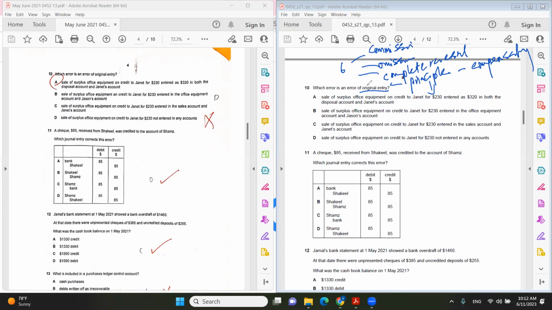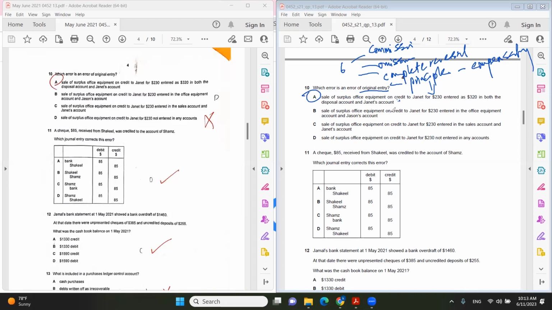Original entry means that when we first did the recording in the book of entry, we already made a mistake. So in the list here, which one is the original entry? Sales of surplus office equipment on credit to Janet for 2-3 entered as in the disposal account. So for this one, the first recording already made a mistake. This is the original entry, which is the answer.